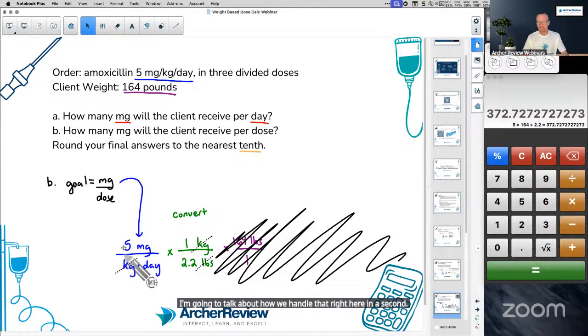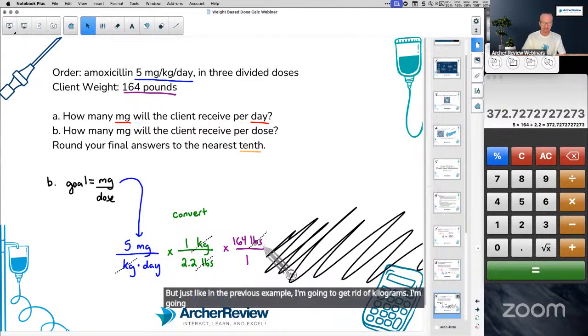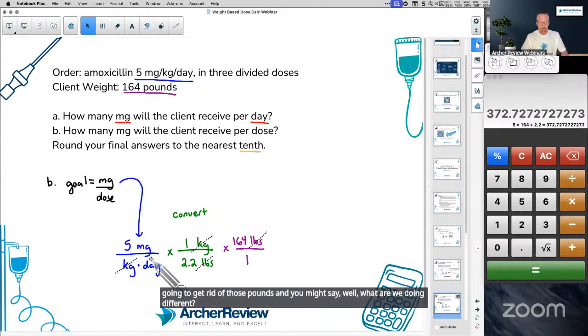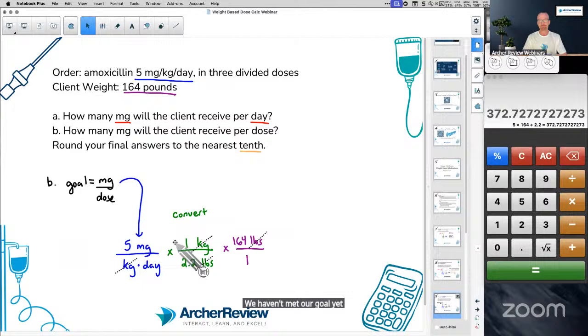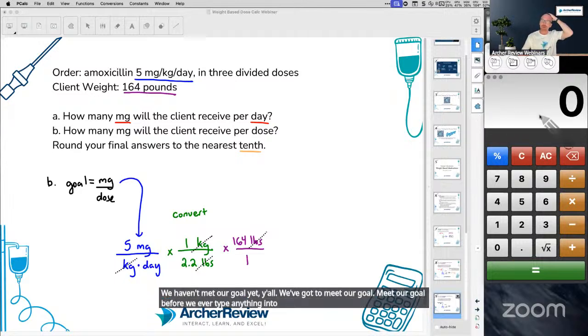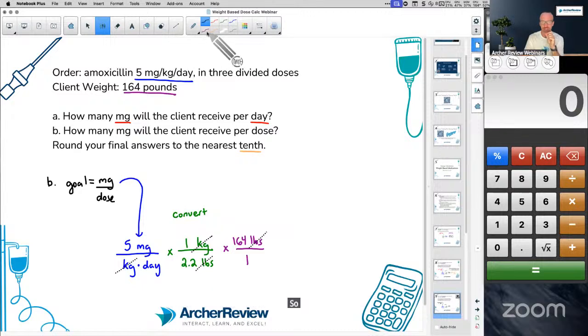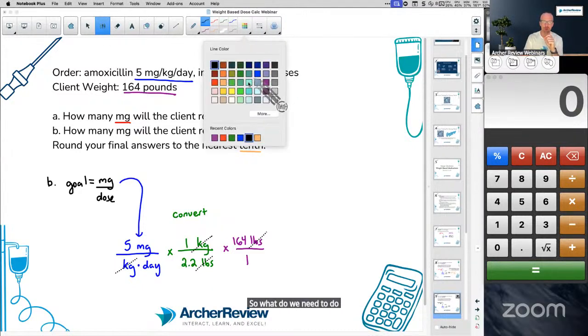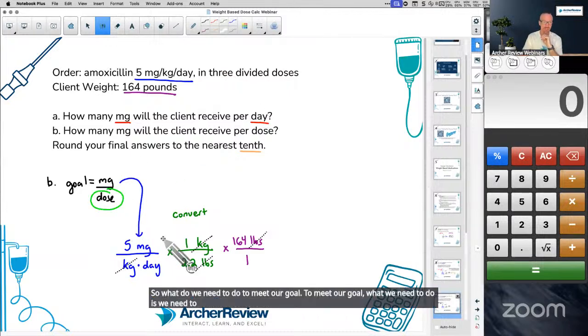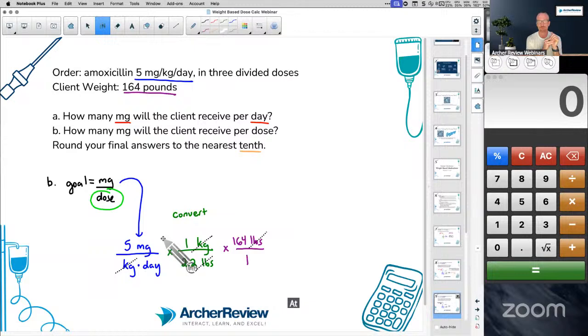But just like in the previous example, I'm going to get rid of kilograms. I'm going to get rid of those pounds. And you might say, well, what are we doing different? We haven't met our goal yet, y'all. We got to meet our goal before we ever type anything into the calculator. So what do we need to do to meet our goal? To meet our goal, we need to get the word dose at the bottom. Right now, we have the word day at the bottom.